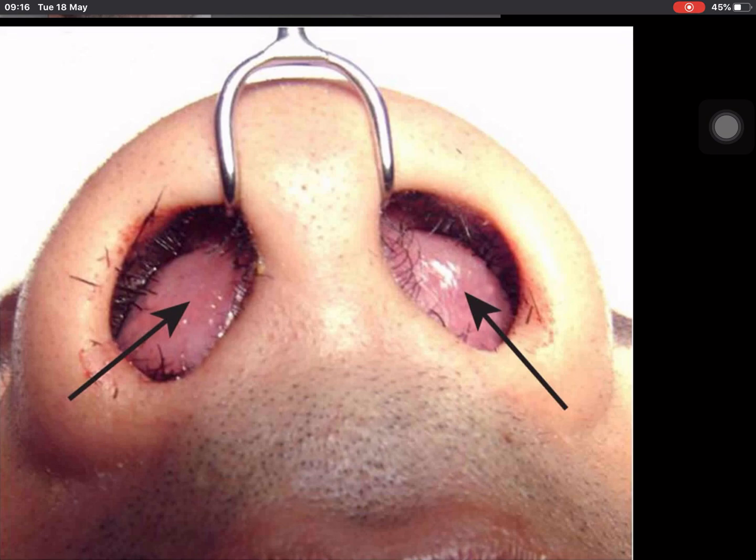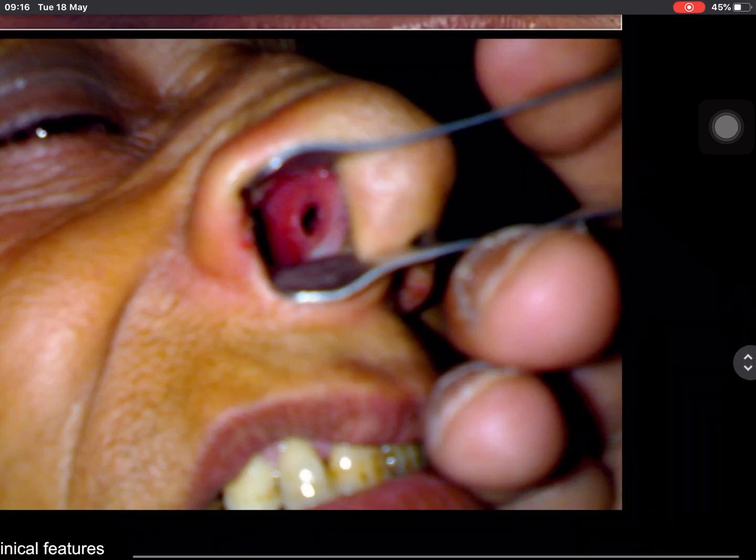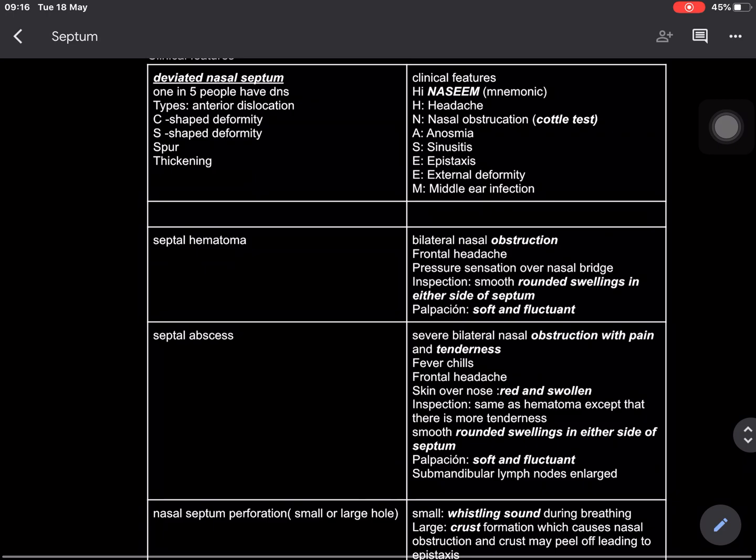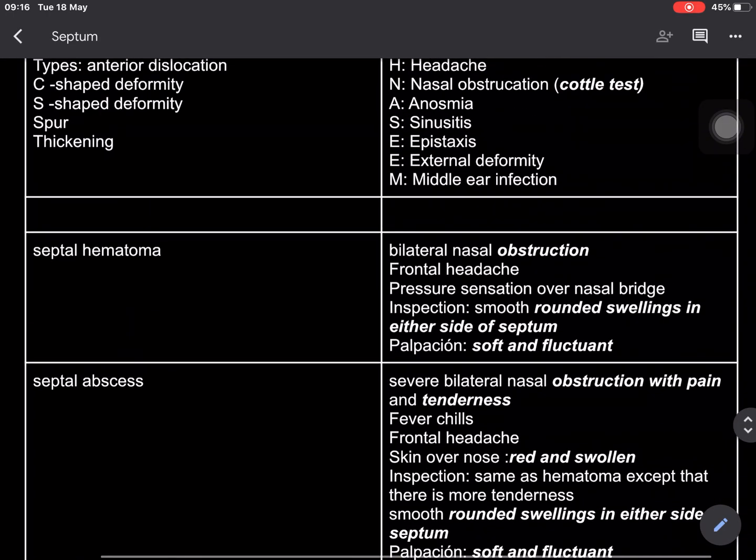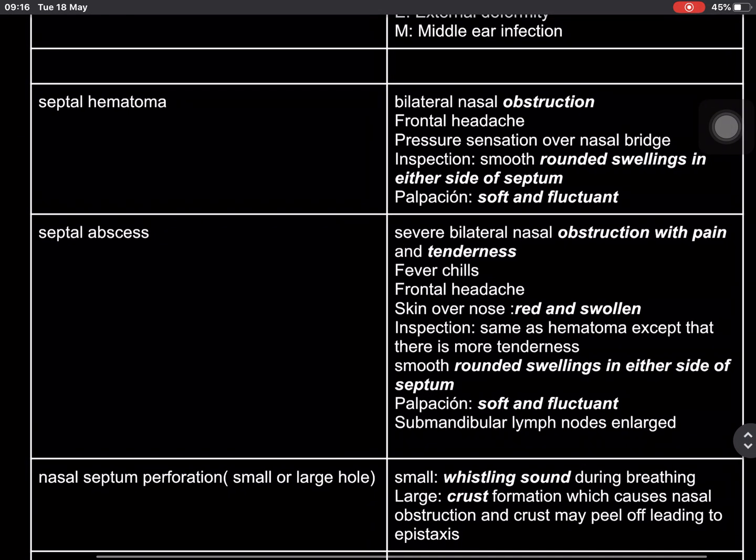Another thing is the cause of nasal septal hematoma. That is trauma, right? So obviously there's going to be a lot of pain. Third, sometimes this hematoma can rupture, and that's going to cause a torrential bleed, but obviously that's not the main clinical feature. You can see bilateral nasal obstruction, frontal headache, pressure sensation over the nasal bridge. On inspection, we already saw rounded swellings on either side of the septum. Palpation will show a soft and fluctuant swelling.